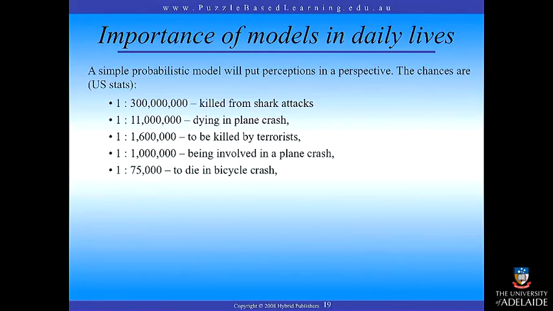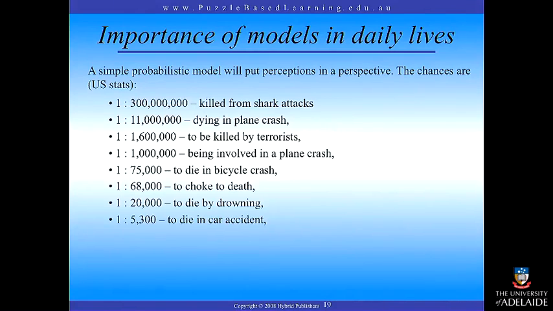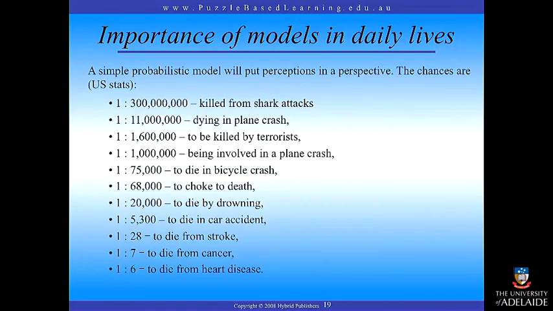Bicycle crash. Now, things become a lot more scary, right? 75,000. Choked to death, 68,000. That gives you a perspective, right? So when you start looking at these statistics, then you realize where things are. 1 in 2,000 die by drowning. 1 in 5,000 car accident. 1 in 28 stroke. 1 in 7 cancer. 1 in 6 heart disease.